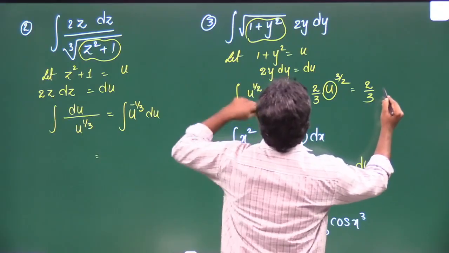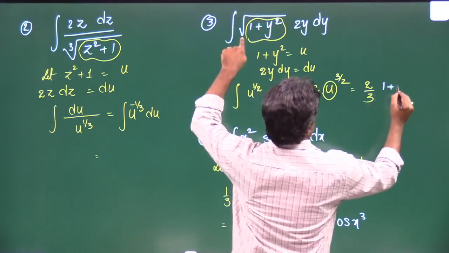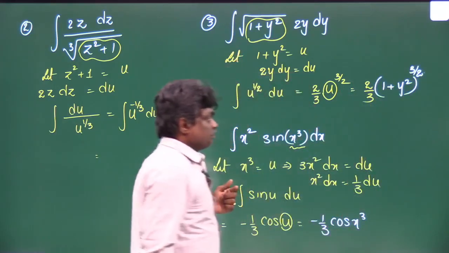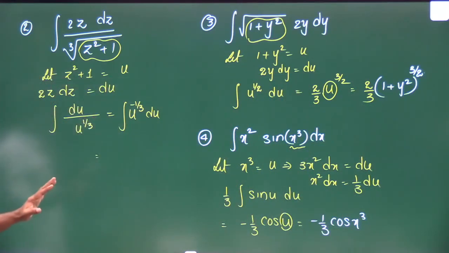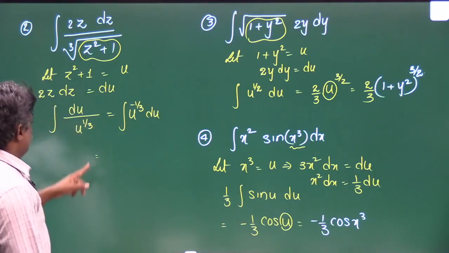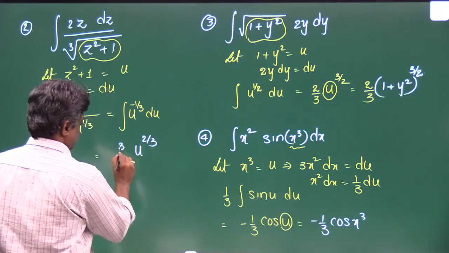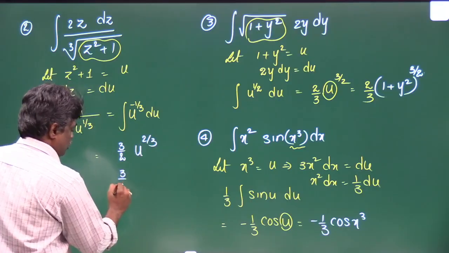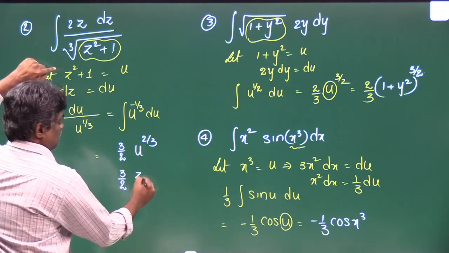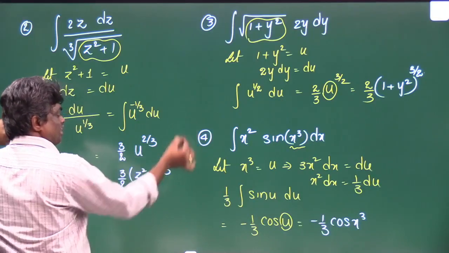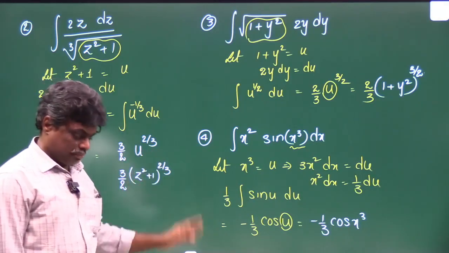And here also this is 1 plus y square whole power 3 by 2. Come on, do it yourself, please do it yourself. So this is also, I think you got u power 2 by 3, and this is 3 by 2. And finally again you have to resubstitute whatever assumption you made, that is z square plus 1 whole power 2 by 3. So I hope everybody completed this.